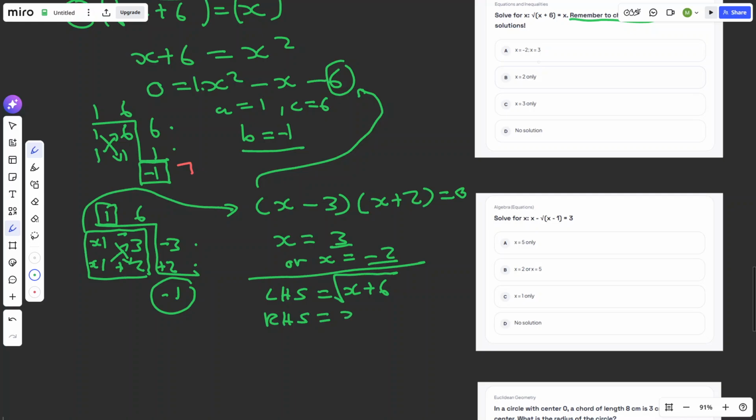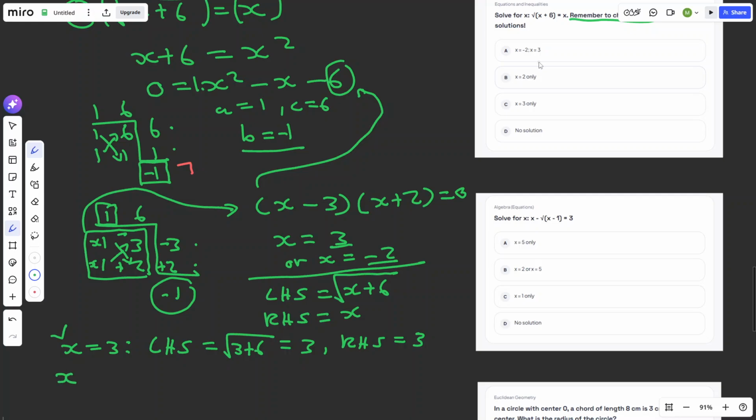So now let us see, right? We're going to test out both of them. So for x is equal to 3, the left hand side is equal to 3 plus 6. Okay, the square root of that is 3. Now, with the right hand side, we get 3, right? So we can see here that with this one, it checks out.